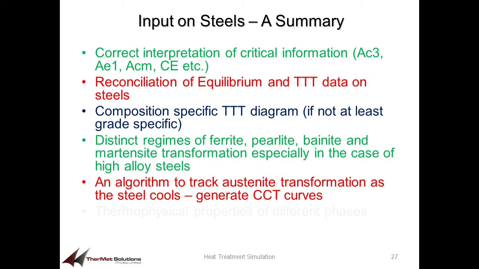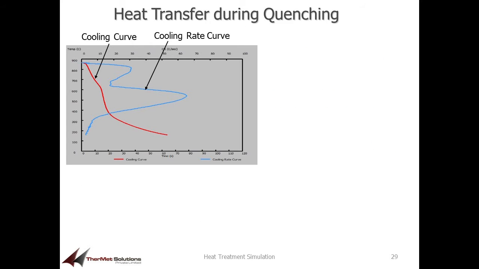Generate CCT curves. Now, it is important to note that every point in the steel component will have a different CCT curve. Now, let us spend some time on heat transfer during quenching, how complicated it is. Now that we have understood the steel aspect of it, the complications on the steel, understanding of the metallurgy of steel, we will now go to the sister phenomena, which is heat transfer during quenching as you quench it.